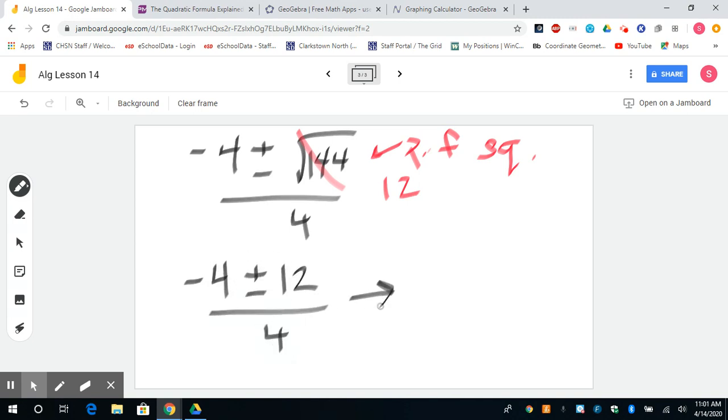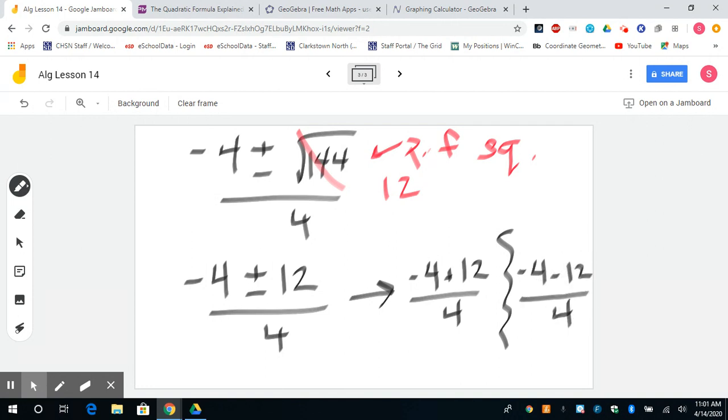Now what I want you to do with this answer is separate it. You have negative 4 plus 12 divided by 4. And you have negative 4 minus 12 divided by 4. So please do both answers. If it does work out nicely with the radical, like the radical was just a perfect square, make it look like a nice answer. So we have negative 4 plus 12 is 8 over 4, which is going to get us x equals 2, right? 8 divided by 4. And then if we do this, we get negative 4 minus 12 is negative 16 divided by 4.